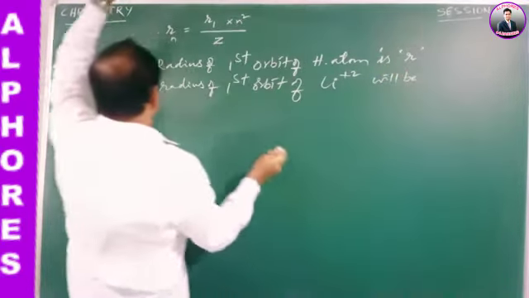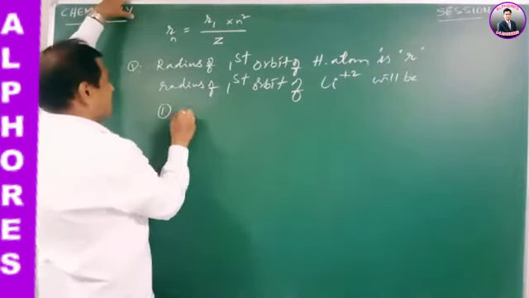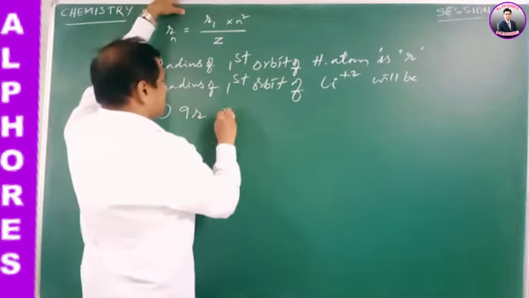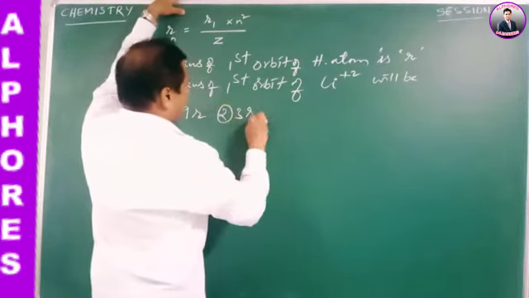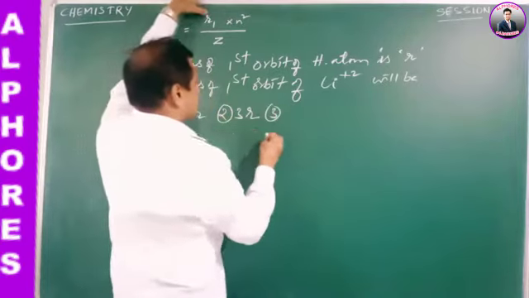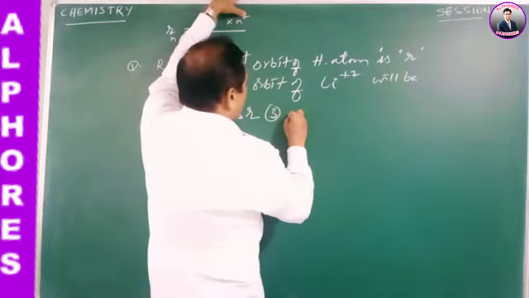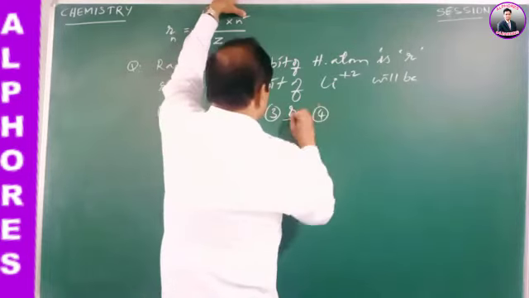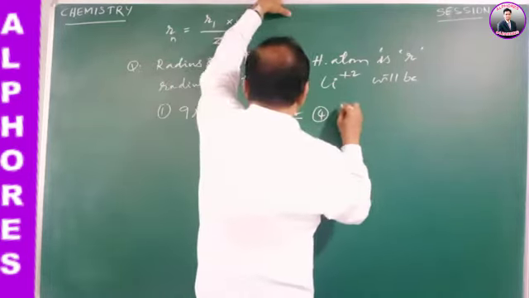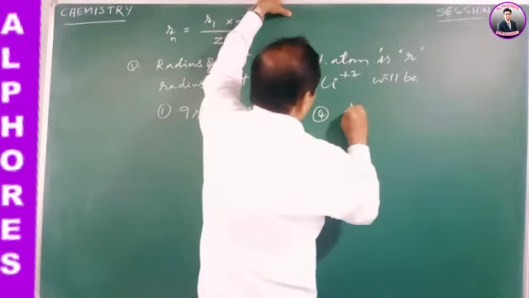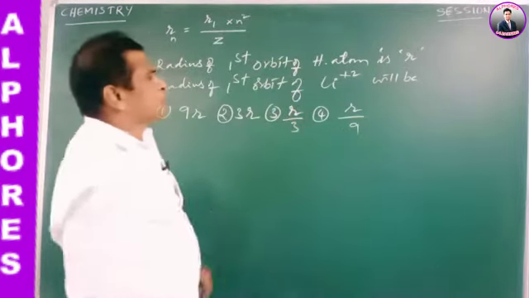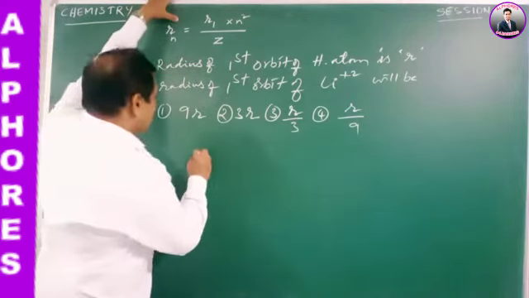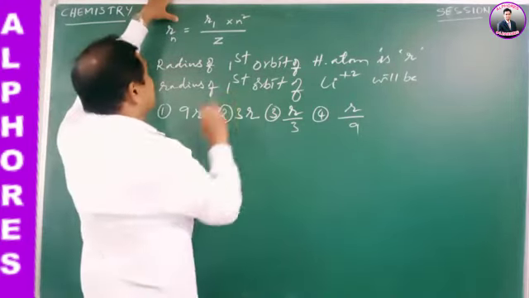Options I will give like this. First option, 9r. Second option, 3r. Third option, r by 3. Fourth option, r by 9. So now apply that concept. So the radius of the first orbit of Li 2 plus.